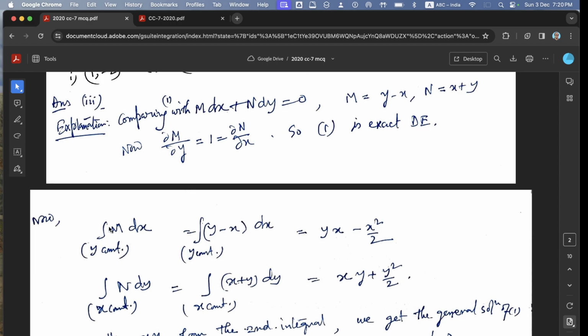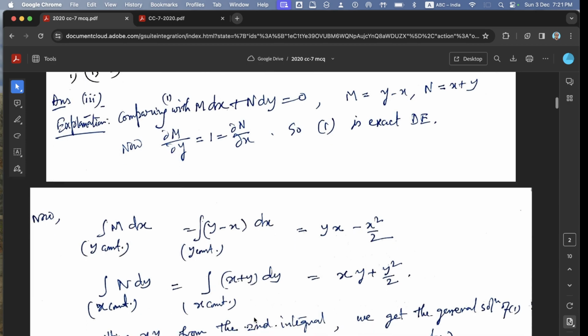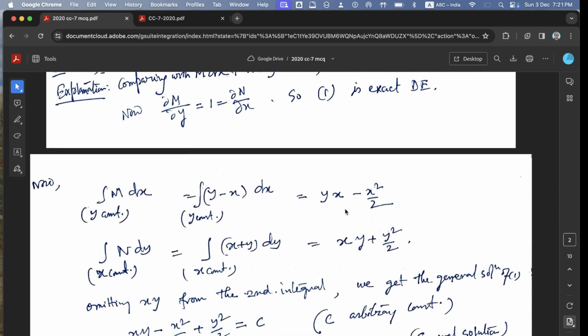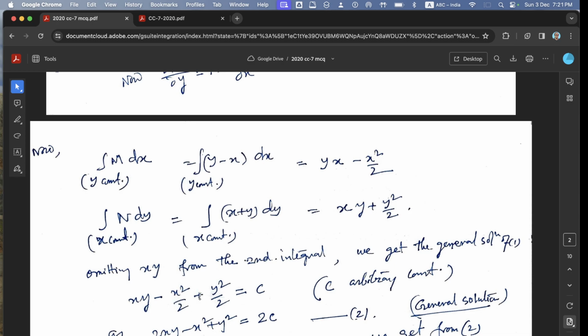Now integrating M dx as if y is constant, we get yx minus x square by 2, and integrating N dy as if x is constant, we get xy plus y square by 2. Omitting the common term xy from the second integral because this term is present in the first integral, we get the general solution of 1: xy minus x square by 2 plus y square by 2 equal to c, where c is an arbitrary constant.